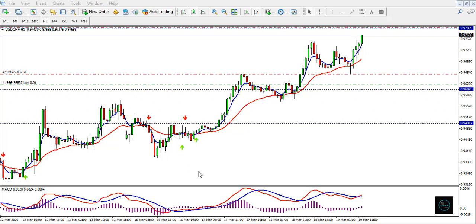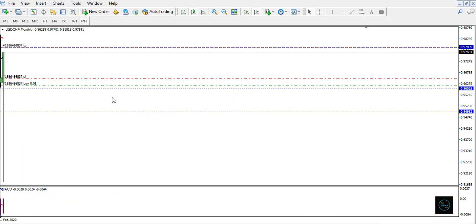I want to show you this trade I'm currently in on the USD CHF currency pair. This particular trade I'm actually quite happy with, but I could have done better. However, I just want to show you how I got into this trade, what I saw, and hopefully you learn a thing or two.